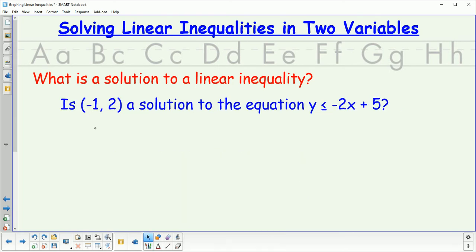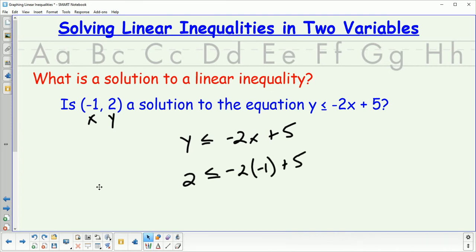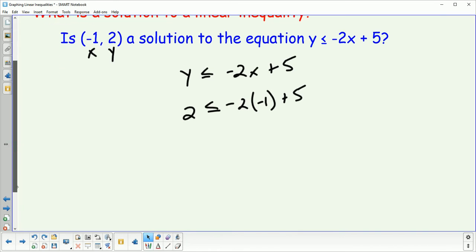An example of that, if I take the point (-1, 2), and I want to know is it a solution to y is less than or equal to -2x plus 5, what I'm going to do is take my point and plug it in. So remember, this is an x and that's a y. So I change my y to 2, less than or equal to -2 times (-1) plus 5. So we want to see, is this a true statement? We need to simplify this side now.